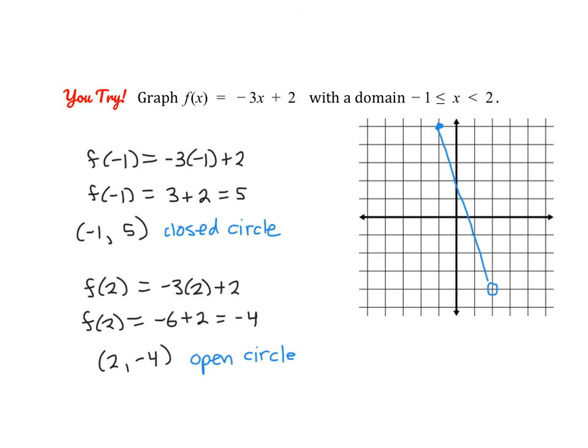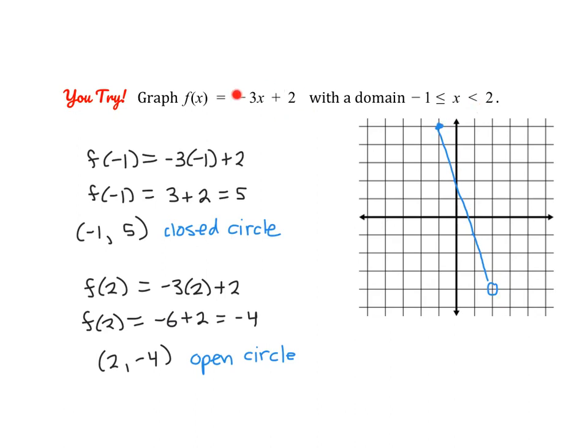All right, so here we can see that we wanted to graph this linear equation with the domain between negative 1 and 2. So our lower boundary is negative 1, so we can find f of negative 1, which is 5. So this is the coordinate we're going to include with a closed circle because of that or equal to sign. Then we can find that upper boundary coordinate, so we'll find f of 2, which is negative 4. So we can plot 2, negative 4, with an open circle because 2 is not included. And then all you need to do is connect the dots.